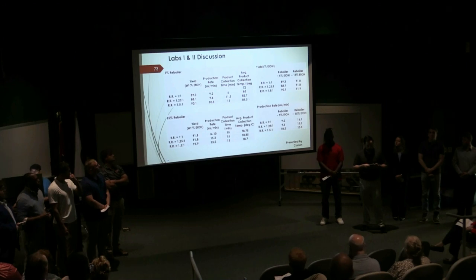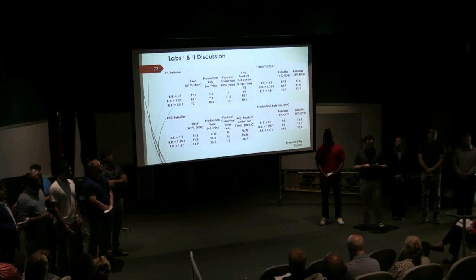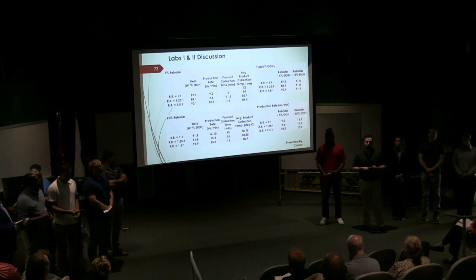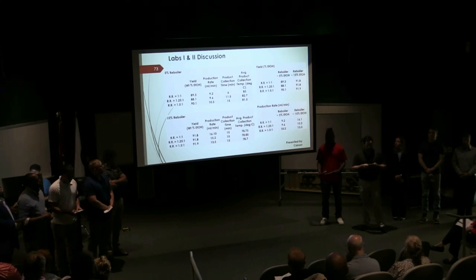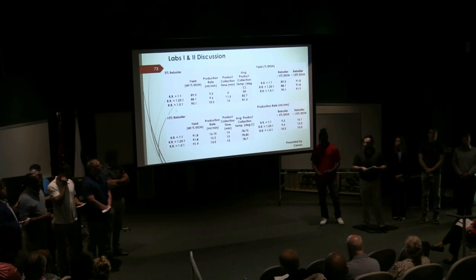ratio. By examining the average product collection temperature for this run, it was over 3 degrees higher than the azeotropic temperature for ethanol and water. This suggests we can further optimize by investigating higher reflux ratios.